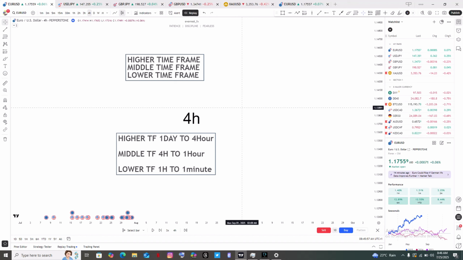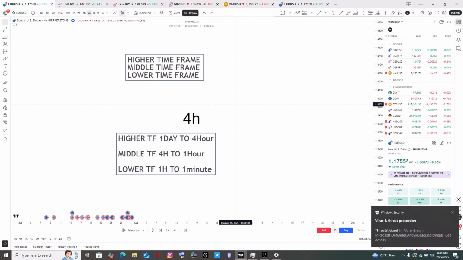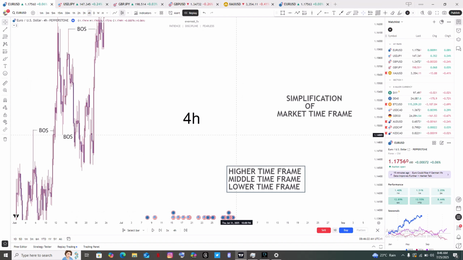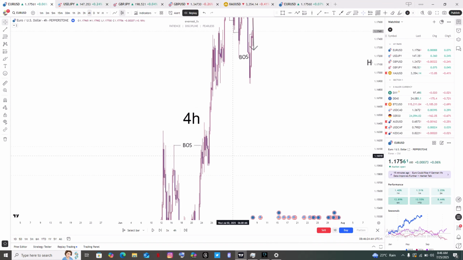So for our higher time frame, we are going to be using 1 day to 4 hours. For our middle time frame, we'll be using 4 hours to 1 hour. And for our lower time frame, it's 1 hour down to 1 minute, but we won't even get to 1 minute. So probably for today's class, we'll be using only 4 hours, 1 hour, and 15 minutes. We are in 4 hours now. You can see it.